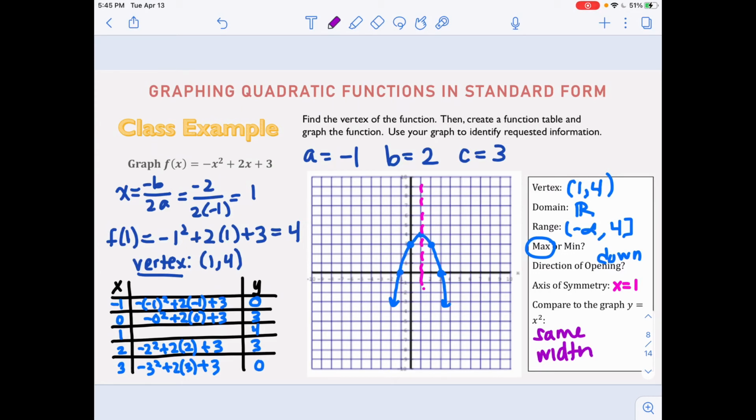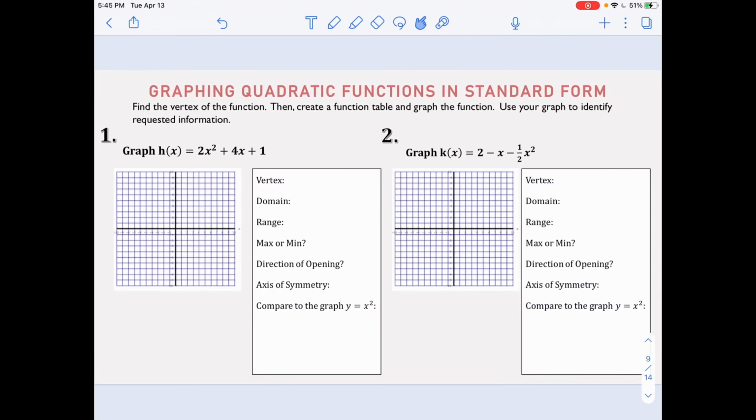as the parent function. All right, so now we've talked about steps in order to graph a quadratic function using standard form, and we're really building on that idea of finding that vertex by using that equation x equals negative b over 2a. All right, so you have 2 examples here. I want you to pause the video, graph each of these functions, and then identify the requested information, and when you're ready, you're going to unpause the video and see if you got them correct.